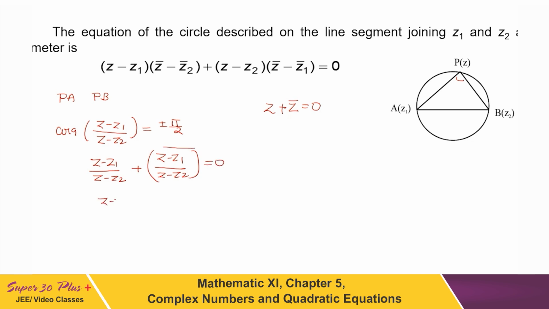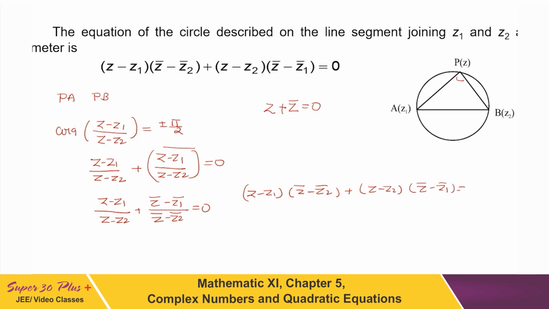It is (z − z1)/(z − z2) plus (z̄ − z̄1)/(z̄ − z̄2) is equal to 0. Now cross multiply it. It is (z − z1)(z̄ − z̄2) plus (z − z2)(z̄ − z̄1) is equal to 0, and this is the equation in z, and it is called the equation of a circle in diametric form.